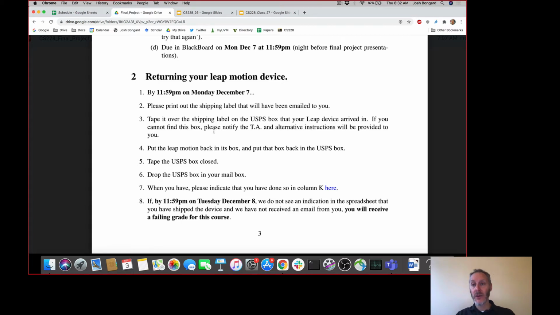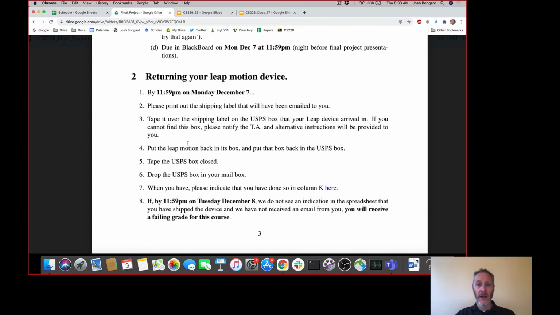So we need proof that you've sent back the device to us by next Monday night, or you've emailed us with extenuating circumstances. Okay. If we do not see an indication that you've mailed it back, or we do not receive an email from you, you will receive a failing grade for this course. I apologize. I don't mean to be harsh, but like I said, we need to get those devices back. Or at least we need to hear from you about other ways that we can retrieve it. If there's alternative plans, we can work it out, but we need to hear from you about that.